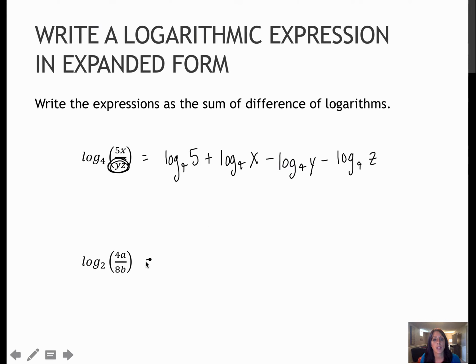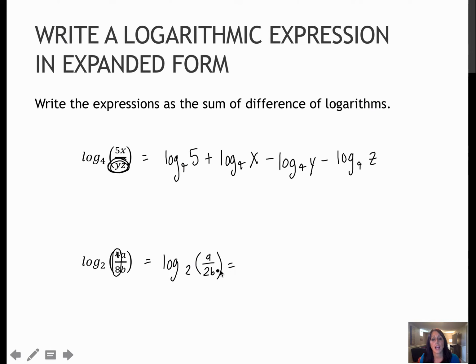Second one here, before I even do anything else, I notice that on the inside of this, the 4 and the 8 can be reduced. I can reduce that just like a normal fraction, so I'm going to rewrite that as log base 2 of a over 2b. And that'll make it a little bit easier because now that's one less term because this turned into 1 and therefore goes away.